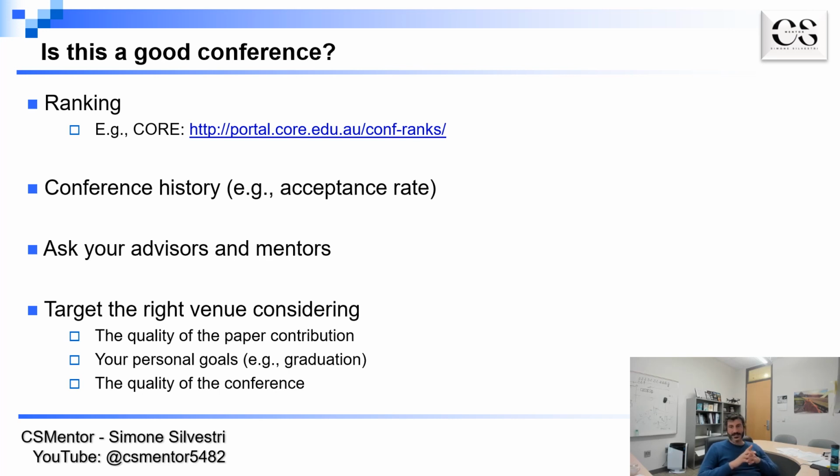Another aspect to consider is the acceptance rate. Basically, the acceptance rate tells you how many papers are accepted versus how many papers are submitted. However, you cannot consider this number as an absolute measure of the quality of the conference. Generally, a good or very good conference tends to have a low acceptance rate, I would say between 20 and 10%, maybe slightly lower than 10%.